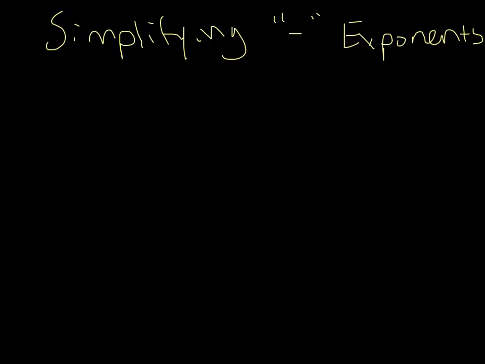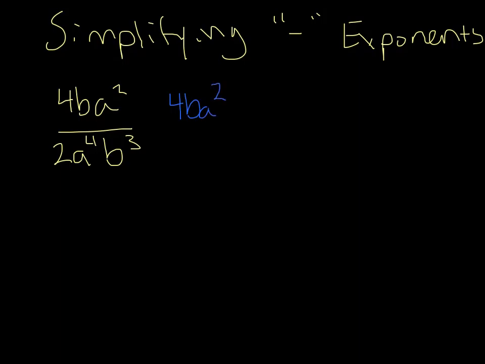In this video, we're going to deal with simplifying negative exponents. So in the last video on positive exponents, I did this problem without dealing with negative exponents, except in my final expression. I used division. I can rewrite this, however, and use negative exponents. So I still have the 4b a squared.